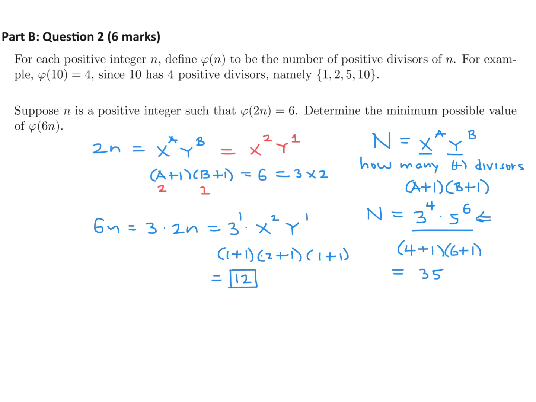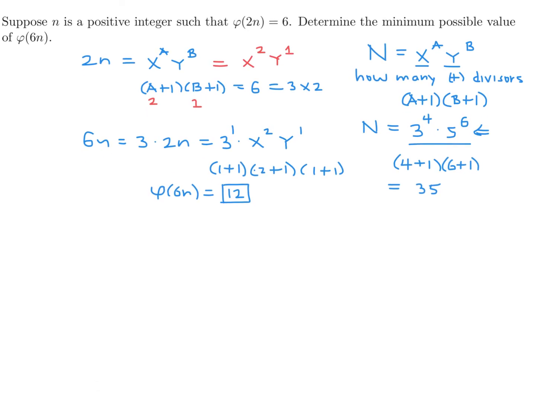Okay. Now, but here's the thing. They're saying the minimum possible value. I've gotten one possible value for the number of divisors, if I use that symbol format. That's 12. But they're asking, what's the minimum? Is 12 the minimum? Well, let's see. Let's figure out what other scenarios there are. This scenario is assuming that x is not equal to 3 and y is not equal to 3.